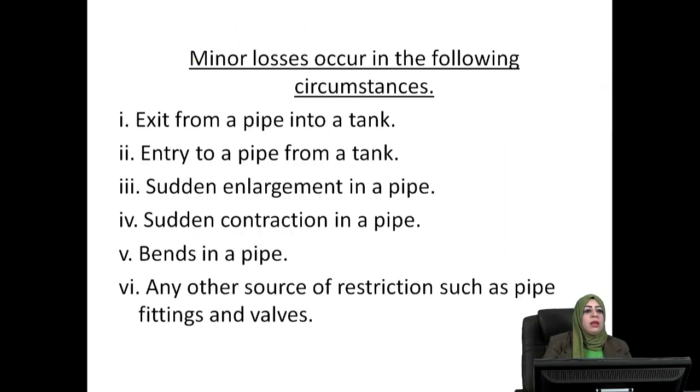Minor losses occur in the following circumstances. First, we need to know where minor losses come from, which are the secondary losses. They come from exit from a pipe into a tank, and from entering a pipe from a tank. Another type is sudden enlargement in a pipe, sudden contraction in a pipe, bends in a pipe, and any other sources of obstruction such as pipe fittings and valves.